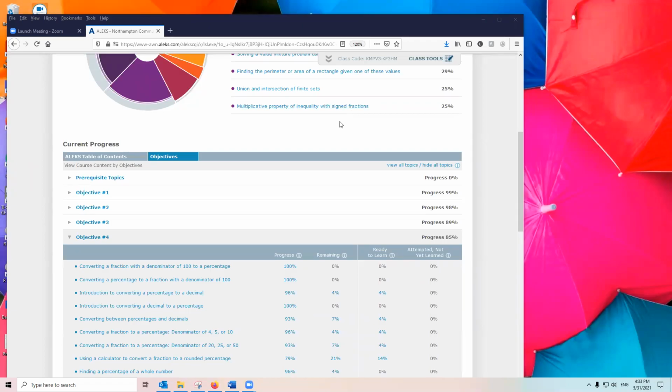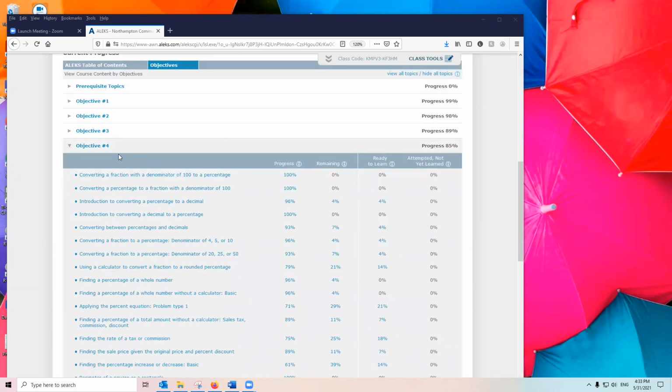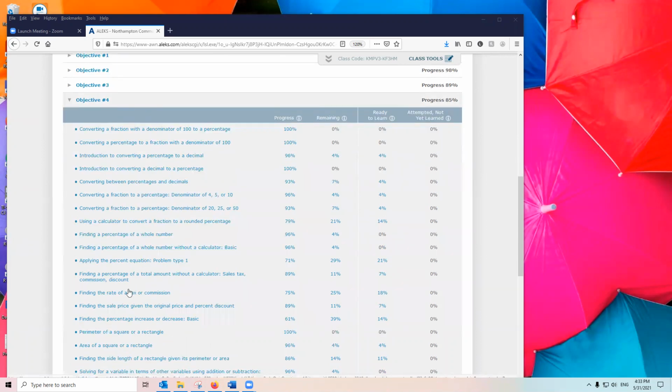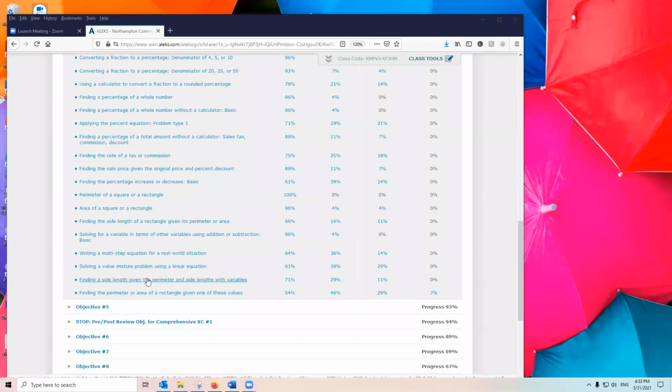I wanted to record a video here on MATH022 Alex Objective 4. And Objective 4 involves working with percentages. So what Alex wants to cover here is converting back and forth from percentages to decimals and also converting fractions to percentages. And then down below, you'll see things like finding tax rates, working with perimeter and area.